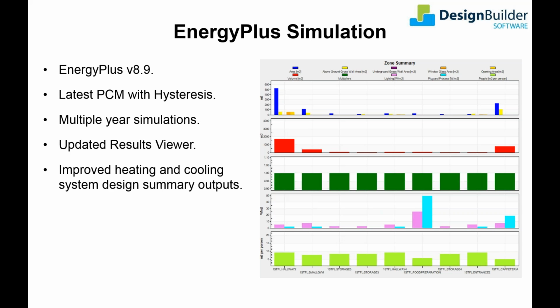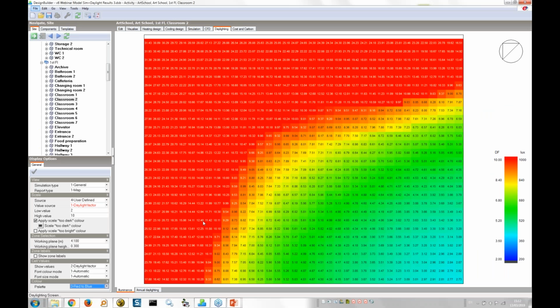Multiple year simulations improve accuracy for very high mass cases such as ground domains and heat exchangers, and we'll talk more about that shortly. The updated results viewer includes options to view results as histograms and can also display results for multi-year simulations. There are also improved heating and cooling system design summary outputs, including fabric, ventilation, and gains data. So let's now take a look at the new multi-year simulation option, the results viewer, and the heating and cooling design improvements in the DesignBuilder interface.